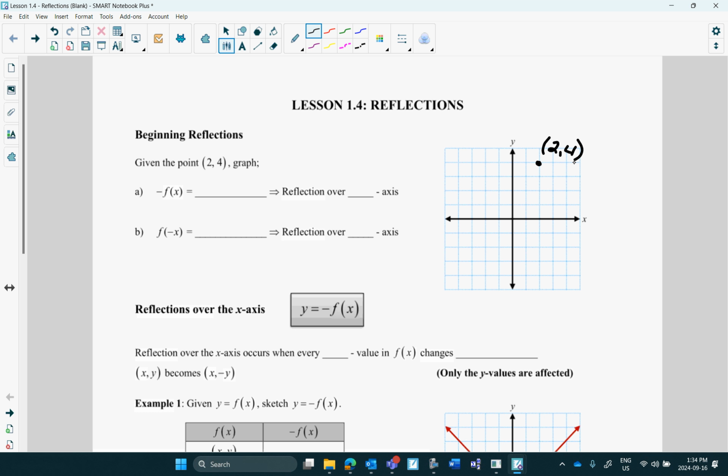So if we go over the x-axis, and if it's a vertical flip, the negative's in front, it goes from a vertical height of 4 to down 4 here. So the x stays the same, it's the y that changed. So the new point after you vertically flip it over the x-axis is (2, -4).